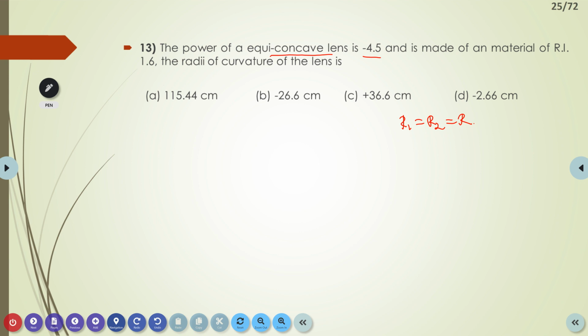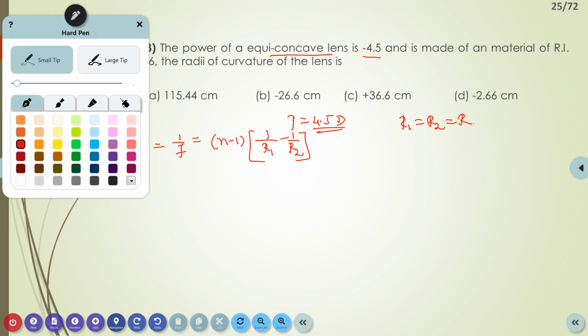This is the equation. And power has been given. Power equal to 4.5 diopter. Of course, it is minus because it is a concave lens. Power equal to 1 by F equal to (N minus 1) into bracket 1 divided by R1 minus 1 divided by R2. Student, remember here, concave.